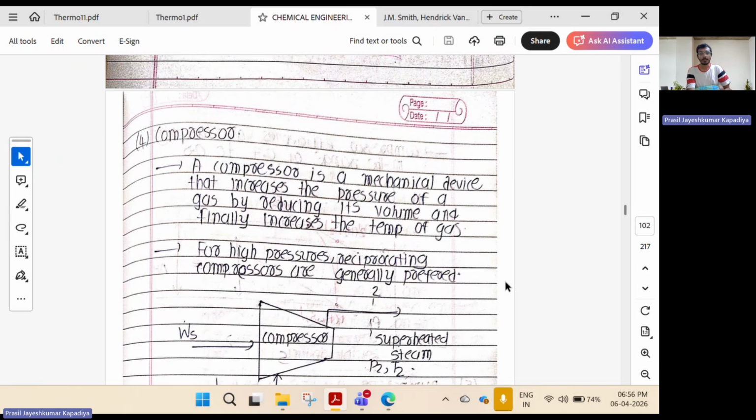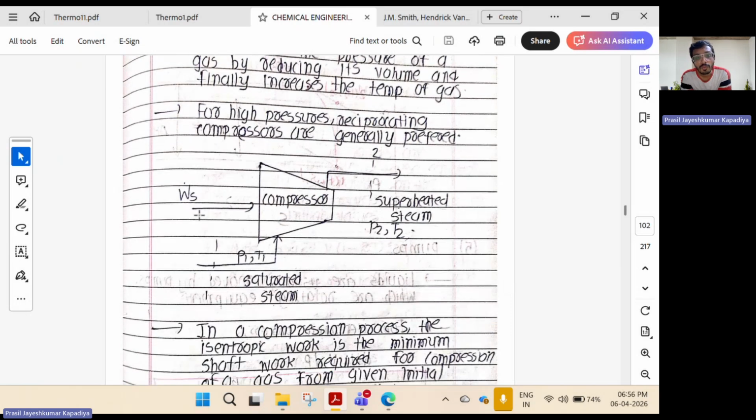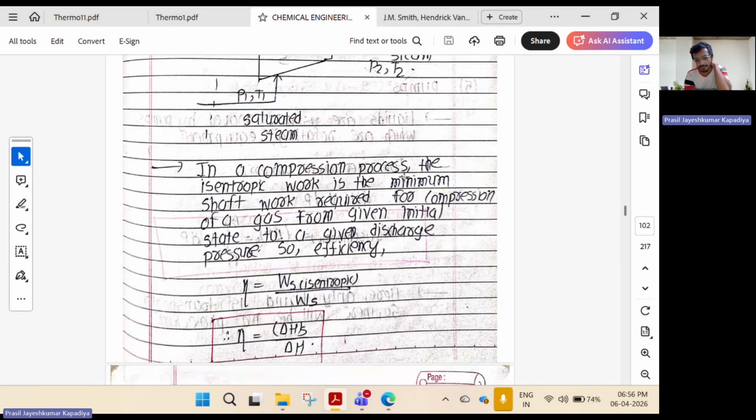So what is a compressor? A compressor is a mechanical device that increases the pressure of a gas by reducing its volume, and finally increases the temperature. So it increases the pressure, reduces the volume, and increases the temperature of the gas. It is just the reverse of the turbine, where we have some shaft work and convert saturated steam into superheated steam.